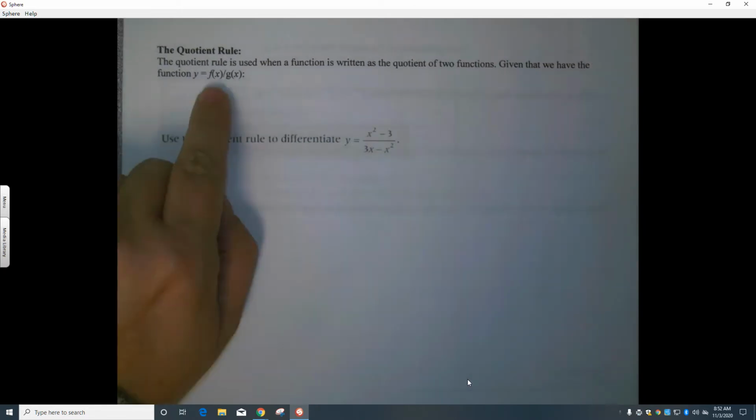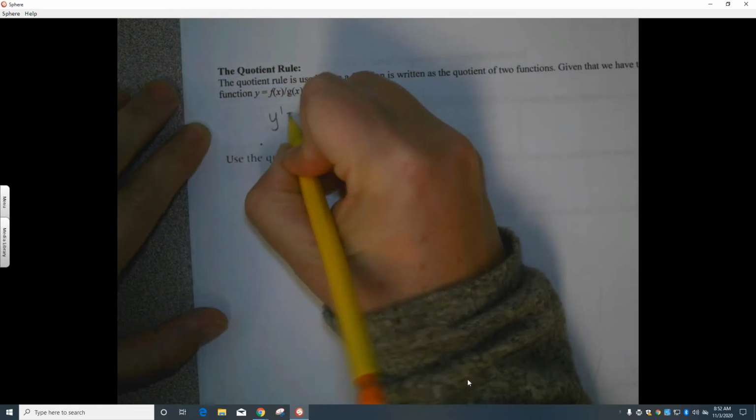In this rule, we're talking about the quotient rule, and a quotient just means we have a division problem. So here I have f of x divided by g of x. And this one's going to have a fun little rhyme to go with it as well. To find y prime, I'm going to show it to you in symbols first, and then I'll give you the little rhyme that goes with it.